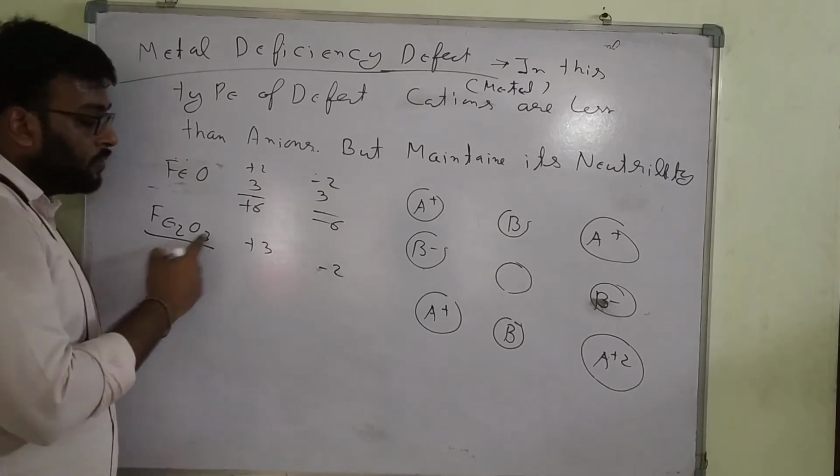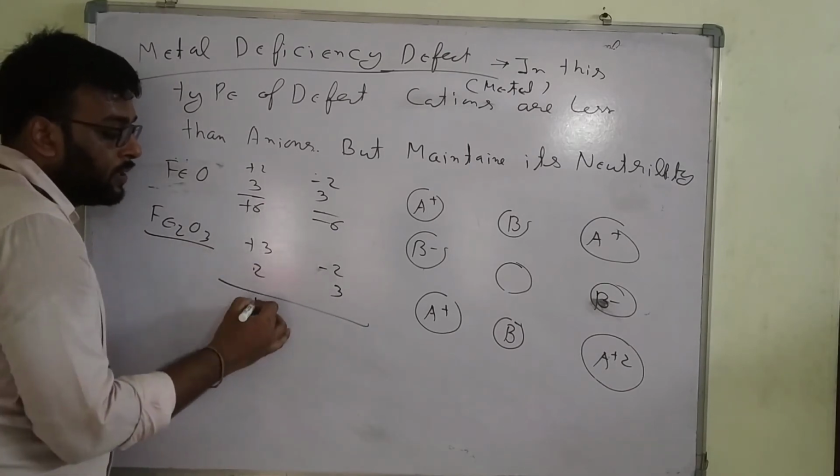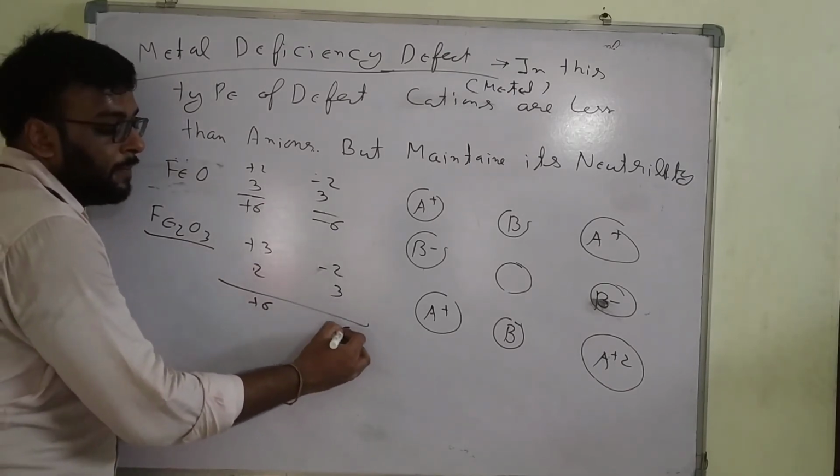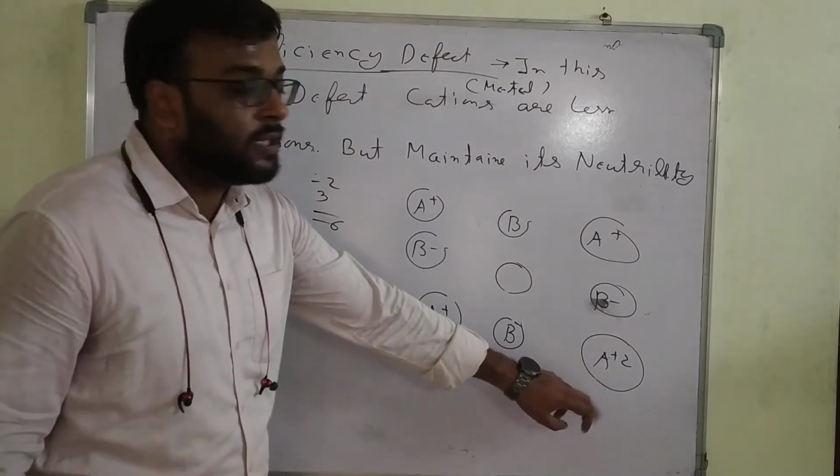How many atoms are used? 2. How many atoms are used over here? Look at over here. 3 2s are plus 6, 3 2s are minus 6. They are balancing like this. What happened in this type of defect?